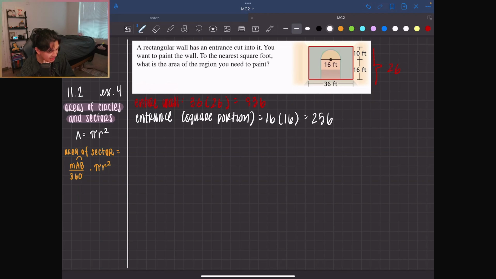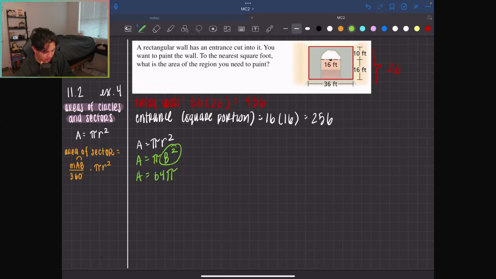All right, and the last thing we need to find out is how much this semicircle takes up. Remember, the area of a circle is pi r squared. What is our radius? Our diameter is 16. If our diameter is 16, that means our radius is half of it, 8. So the area is pi times 8 squared, which is 64 pi.